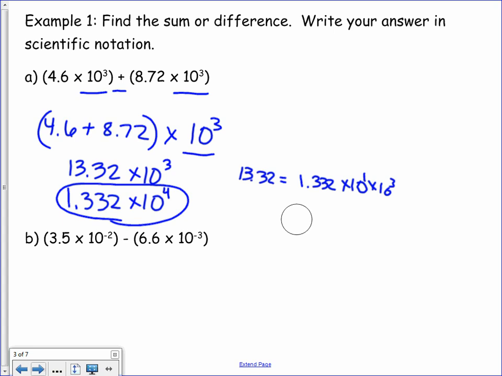Okay, so that will work as well. Okay, now part A was done. Part B, we're subtracting numbers in scientific notation.